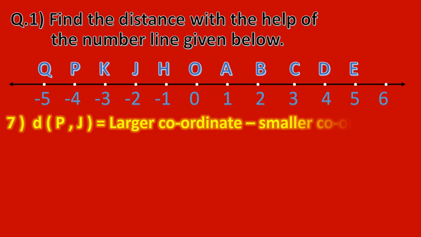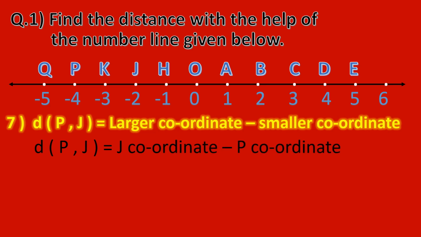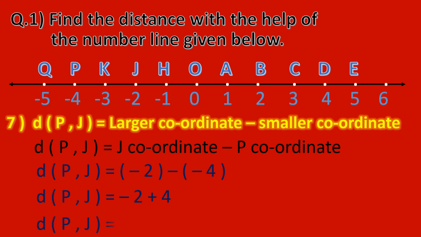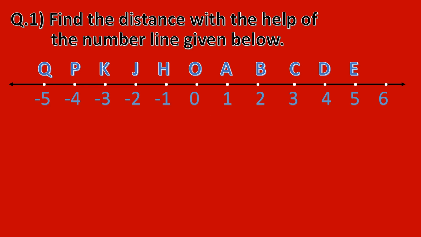Seventh question of first, distance PJ. P and J both are negative, but for negatives the larger number is actually the smaller and the smaller is the larger. So here J is larger. So coordinate J minus coordinate P, that is minus 2 minus of minus 4. Distance PJ is equal to minus 2, minus minus will become plus, therefore plus 4. 4 minus 2 is 2. Distance PJ is equal to 2.